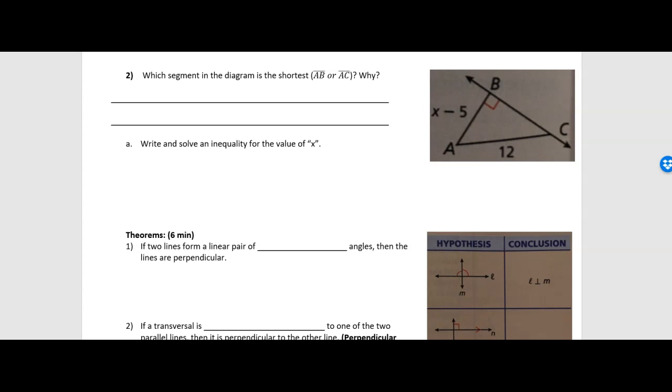Okay, so the question says, which segment is shorter, AB or AC? So AB is in red, AC is in purple. Well, just like the last one, AB is the shortest because it is, again, the perpendicular one.